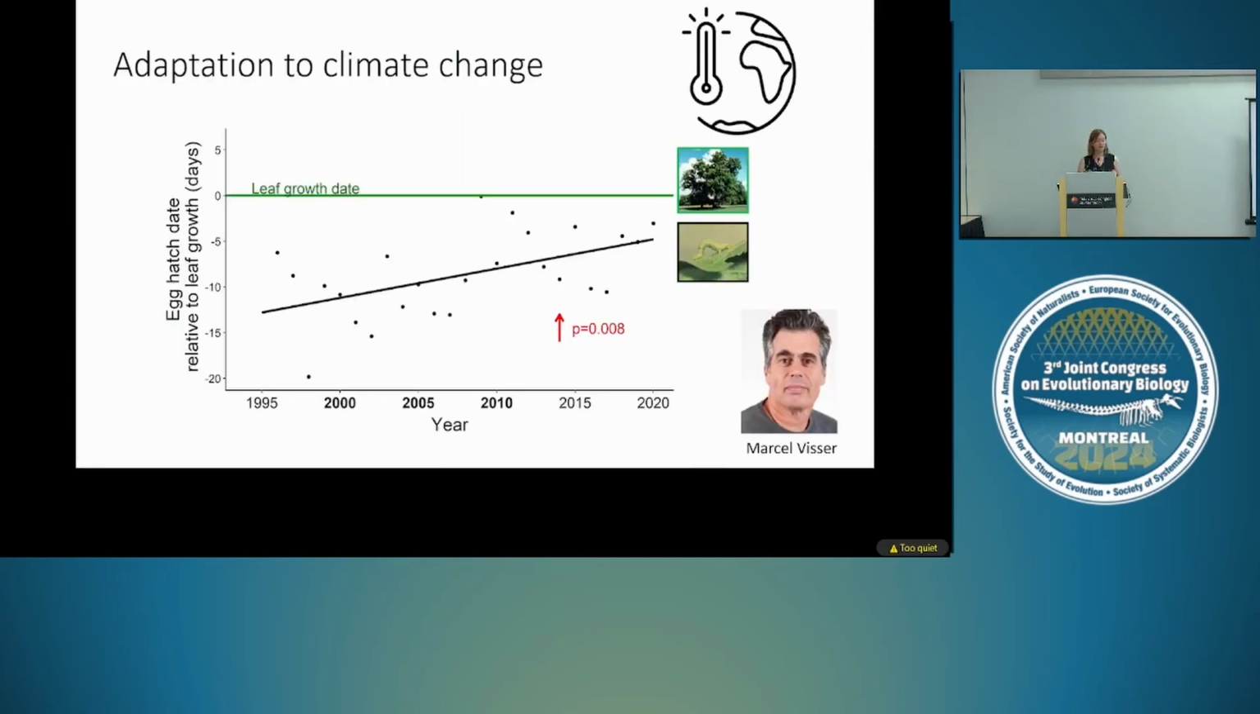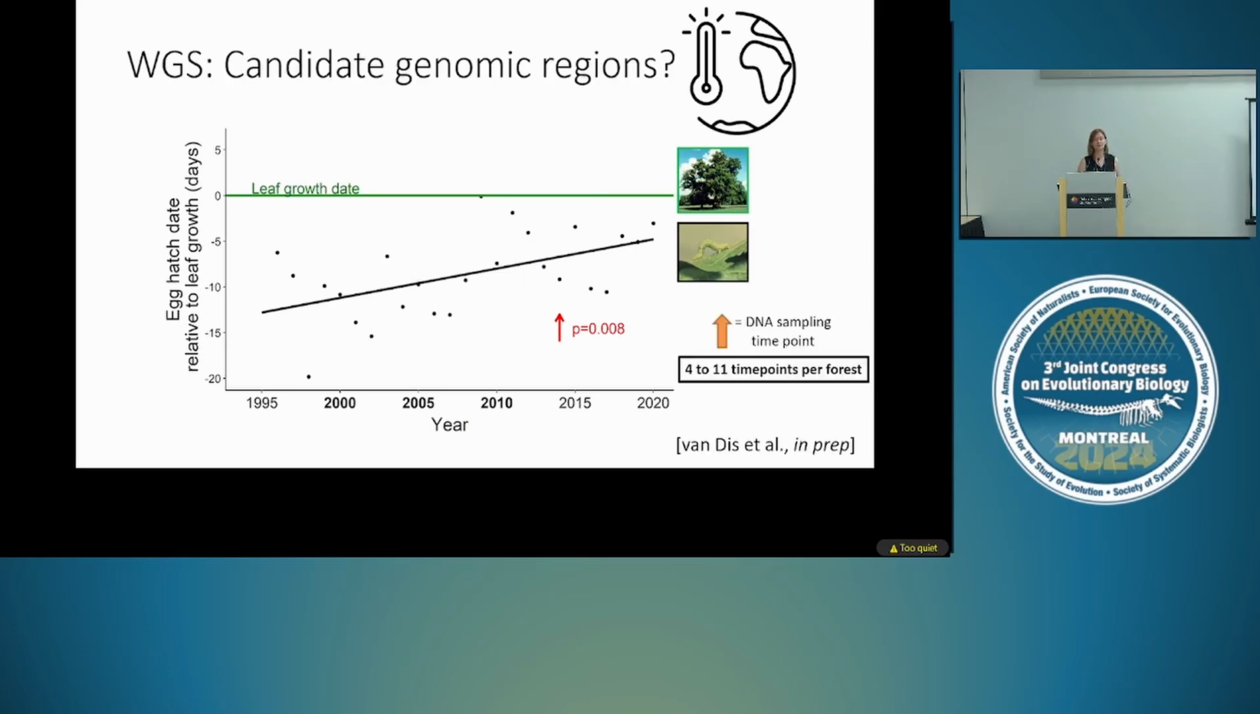In this figure, the 0 line is the timing of oak budburst in green, and in black you see the timing of winter moth egg hatching relative to that. You can see that in the 90s they were really mistimed, and over time this has been decreasing. From repeated experimentation, we know that this has been due to a genetic adaptation. There have been genetic changes in how winter moth egg development responds to temperature. And we were really keen to dive more into that using whole genome sequencing, to see if we can find the actual genomic regions that have significantly changed over time.